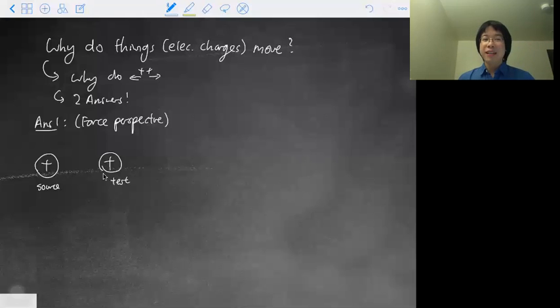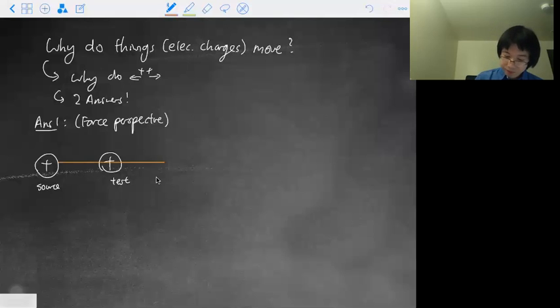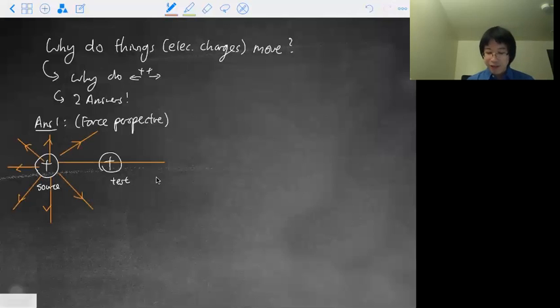So I'm just asking, all right, we know this guy will feel a force from this guy and then we'll move to the right. It'll get repelled away from the source, right? But how? They're not even in contact. This is the answer. The source is going to emit an electric field, okay? So the source, as we learned, emits an electric field and the test charge happens to sit inside the electric field of the source.